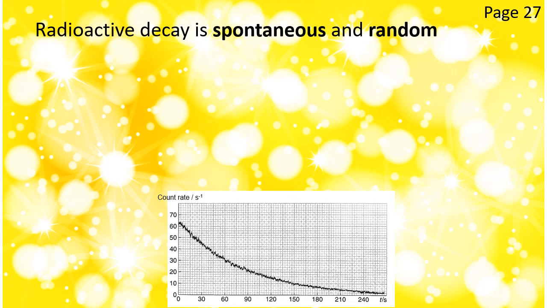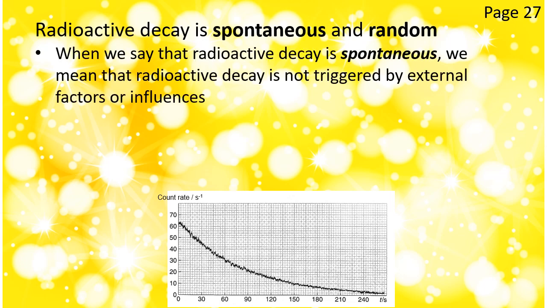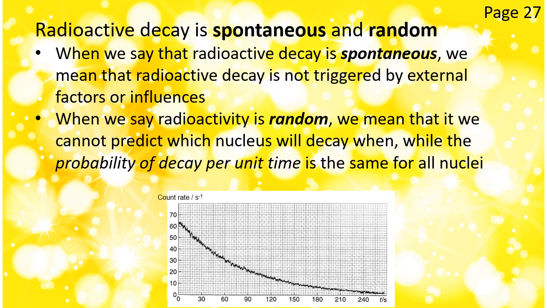You may have noticed that we mentioned that the half-life was defined in terms of averages. The reason for this is that radioactivity is a spontaneous and random process. When we say that radioactivity is spontaneous, we mean that we cannot speed up or slow down the process. We cannot affect the activity of a radioactive sample. When we say radioactivity is random, we mean that we do not know which nucleus will decay first or when exactly the next nucleus is going to decay.